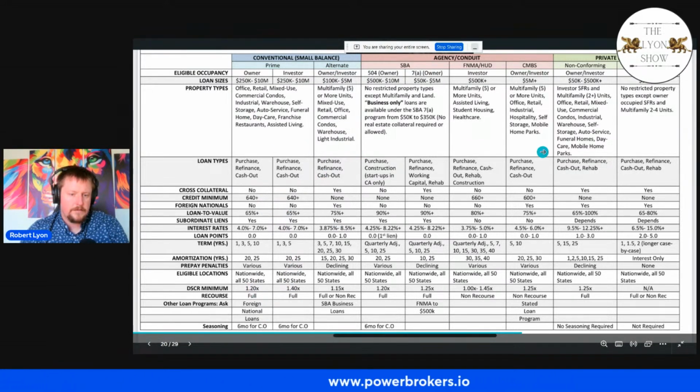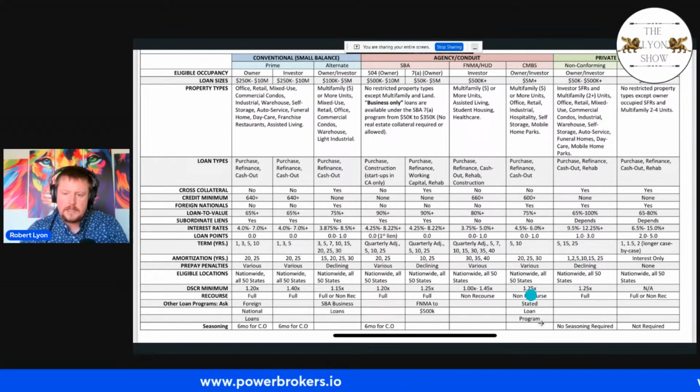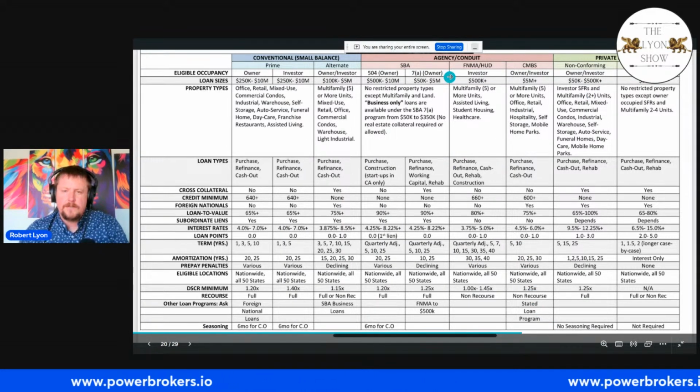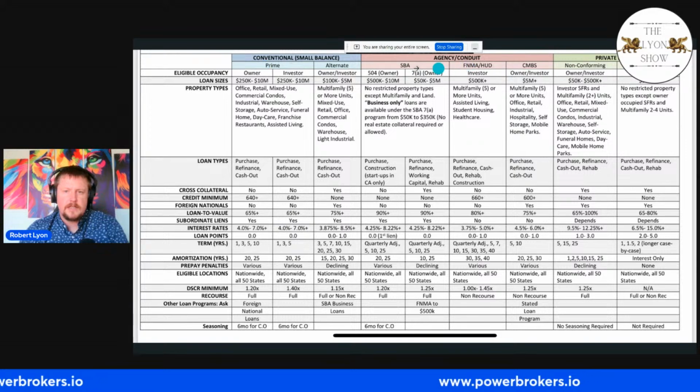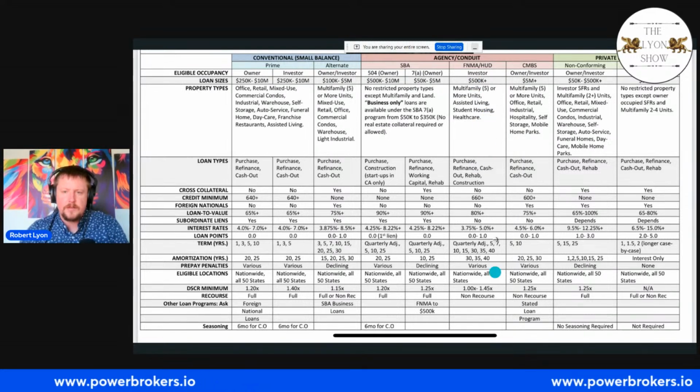This is all pretty cool. This is useful information. You can pause here and look at this and get a breakdown of what the difference is between these kinds of things. Again, the SBA is backed by the government for HUD properties and stuff like that. For investors, for $500,000 plus, you can get bigger ones.